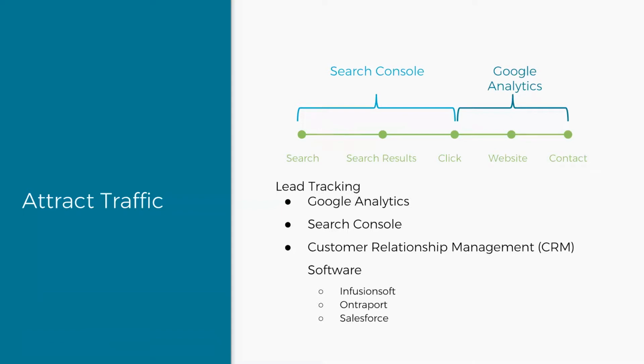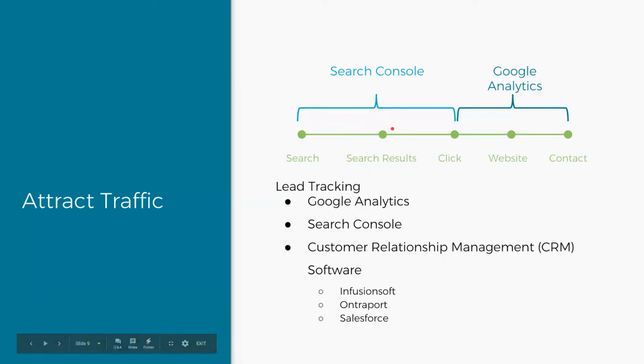So if you look at this green line, it is user behavior. So I have a question, and I turn to Google to search out my question. The term that I put into Google is called the keyword. It's the search term that I'm using to find my answer. So Google brings up the search results.